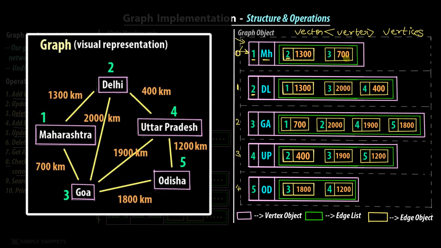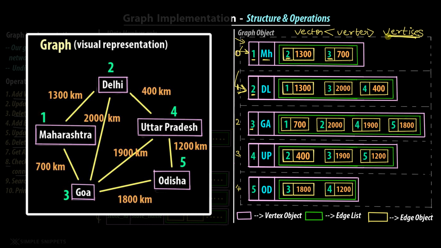Similarly, we have one more element as the edge object in this edge list, which is 3. 3 is the ID of GA, which is for Goa. So Maharashtra and Goa are also connected and the distance is 700. Okay. Similarly, if you see the next vertex, that is the next element in the vertices array. Let's call it array, or you can call it dynamic array if vectors are confusing. But we should call it vector because you should get the hang of it.